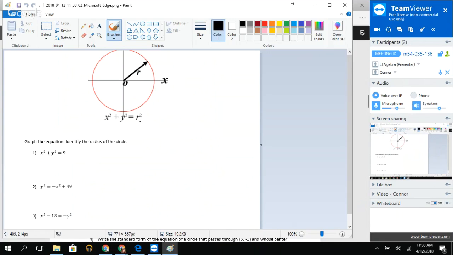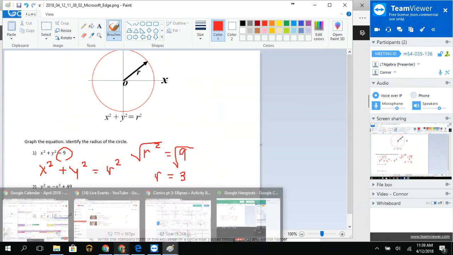So just based off of this, I know the equation of a circle is x squared plus y squared equals radius squared. So I know that my radius squared is going to equal 9. And if I want to find what the radius is, I would take the square root of both sides, and I know my radius equals 3. So that's pretty much it. Graph the equation, identify the radius of the circle.